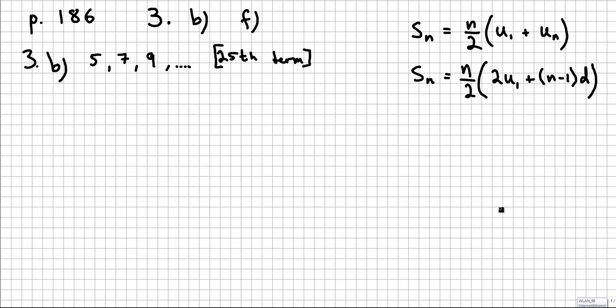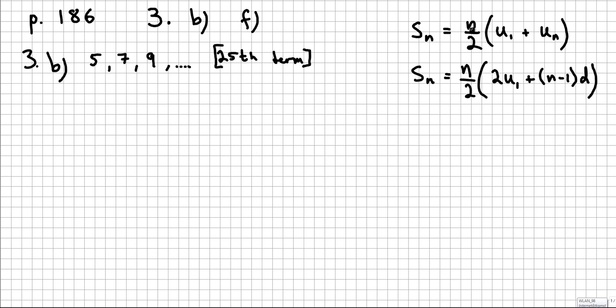Let's do exercise 3b and 3f on page 186. They want us to find the sum as far as the term indicated in square brackets of each of these arithmetic sequences. So they want us to find the sum of the first 25 terms in this sequence. So 5, 7, 9, etc.